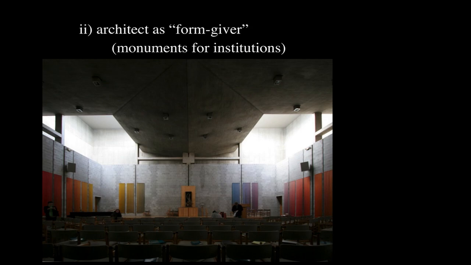Kahn believed that it was the role of the architect to be a form giver. The architect had to determine the form that was appropriate for the social aspects of the program and to give that to the people. And when he did that, his preferred way of looking at this was that he was designing monuments for institutions. Now, we may think that institutions are some cold bureaucracies, but he didn't see it that way. He thought any institution represented the highest aspirations of humanity.